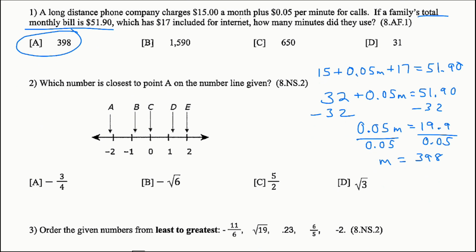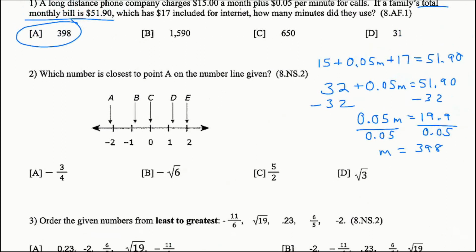Next one, which number is closest to point A on the number line given? So that's going to be a -2 something. -3/4 is out. That's not really anywhere close. The negative square root of 6, that's a -2.4. That's looking pretty good. 5/2 is going to be a +2.5. And then the square root of 3 is, again, going to be positive. So B is going to be your best choice. That's going to be located right there. Okay, just for sake of this, 1.7.